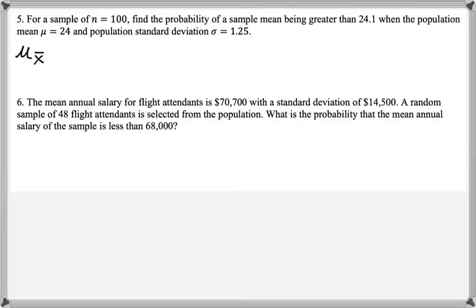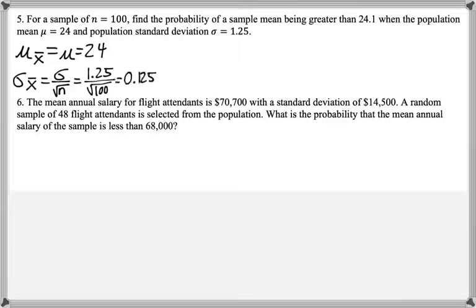So mu x bar is equal to mu, which is 24, and sigma x bar is equal to sigma over the square root of n. So 1.25 divided by the square root of 100, which is 0.125.